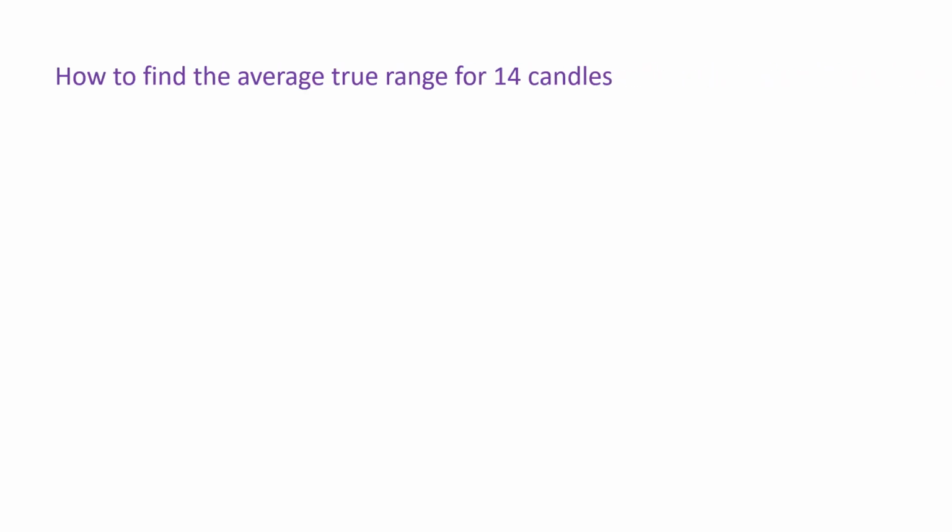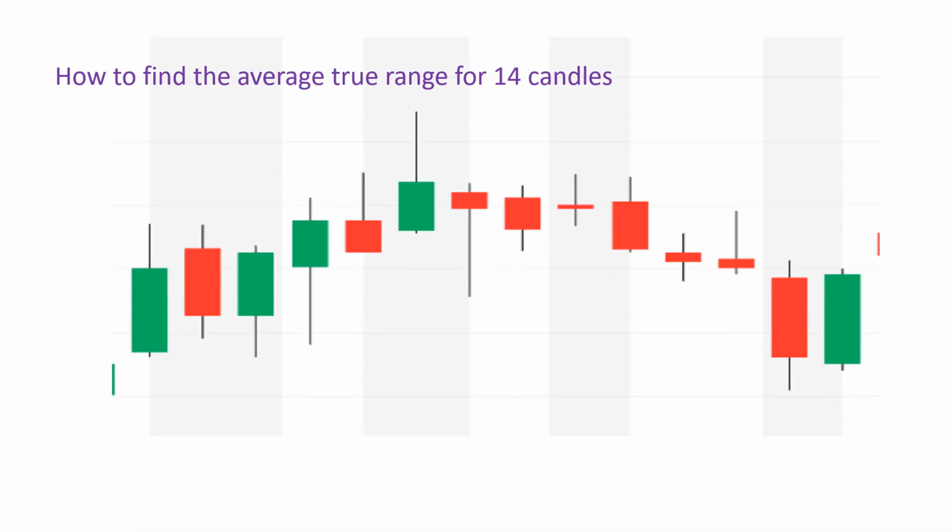How to find the average true range for 14 candles? This is the price trend, BLDP stock, D1 time frame of Yahoo Finance. To calculate the average true range for these 14 candles, it's so easy. You choose one of the three methods I explained earlier in my previous slide. Now let's assume we choose the first method.